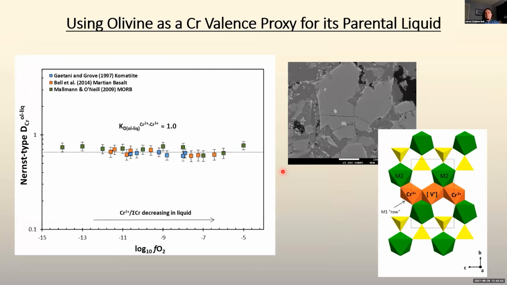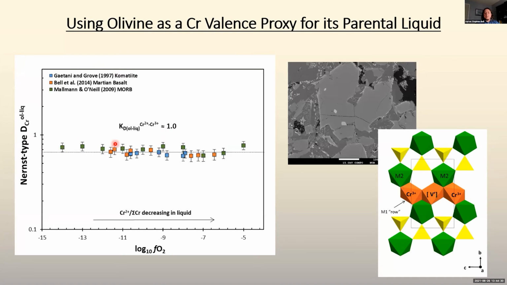One way you can get around this problem is to use silicate minerals, or magmatic minerals, as a proxy for chromium valence in their parental liquids. This is a quick plot showing you the partition coefficient of chromium between olivine and liquid as a function of fO2. You can see there's no slope here. This is a good thing. It basically means that olivine accommodates chromium 2+ and chromium 3+ in about equal measure. So if you were to write a KD expression for that, the KD for olivine and liquid for chromium is about 1. This has been borne out by numerous experimental studies.